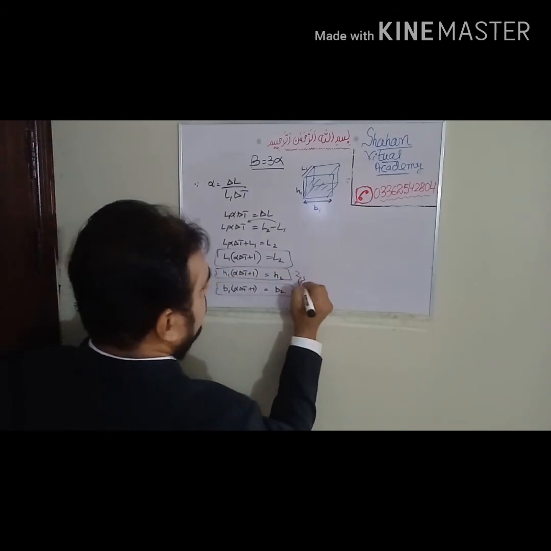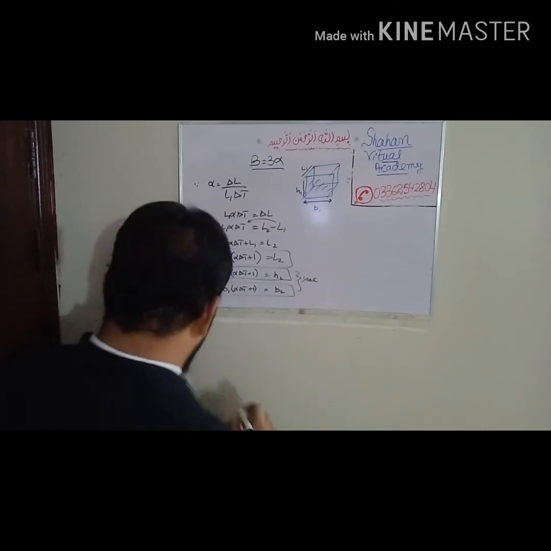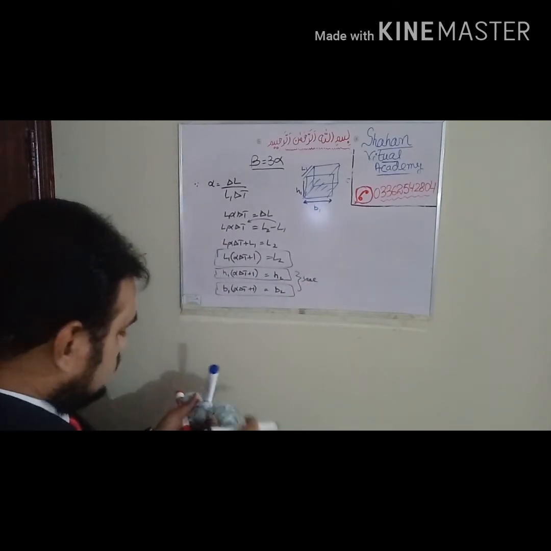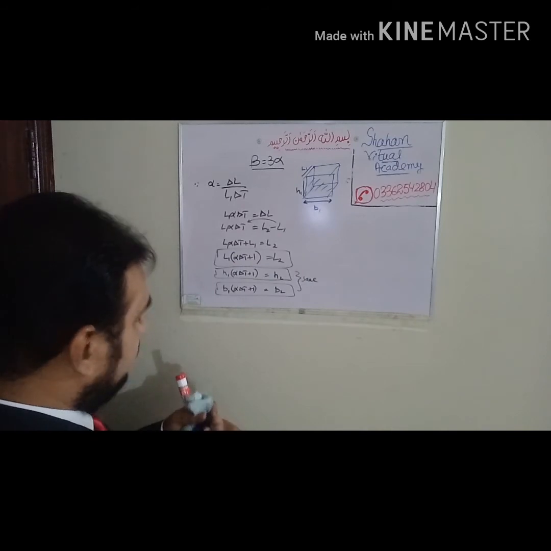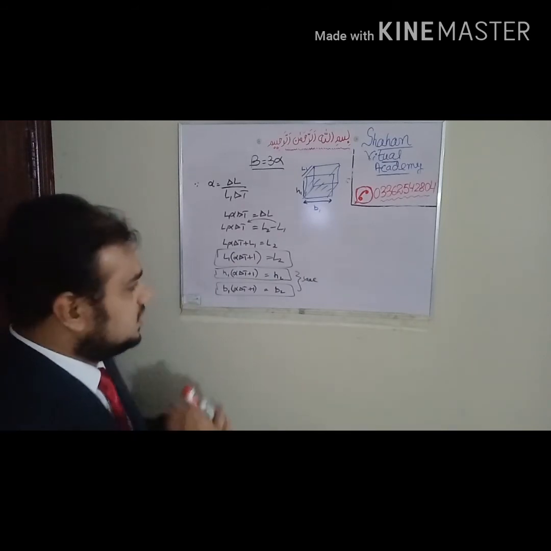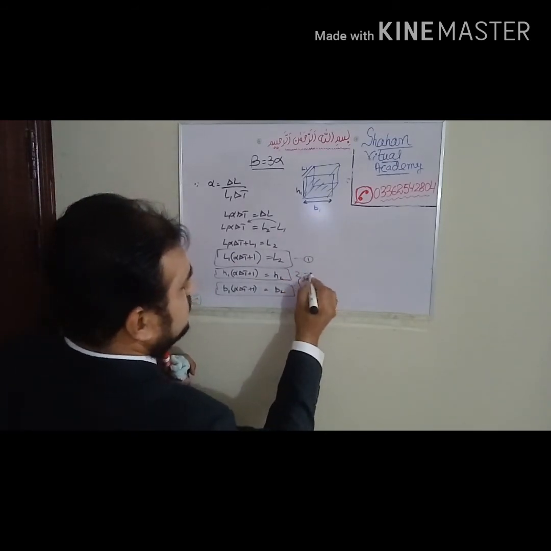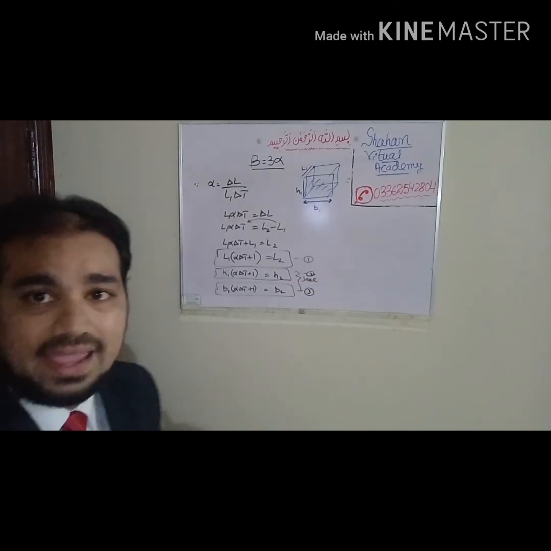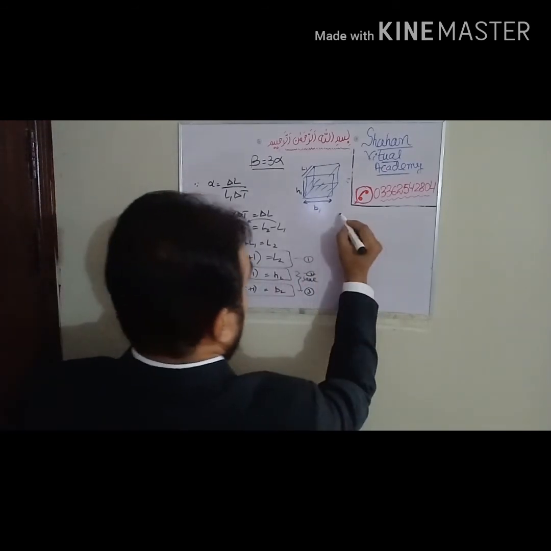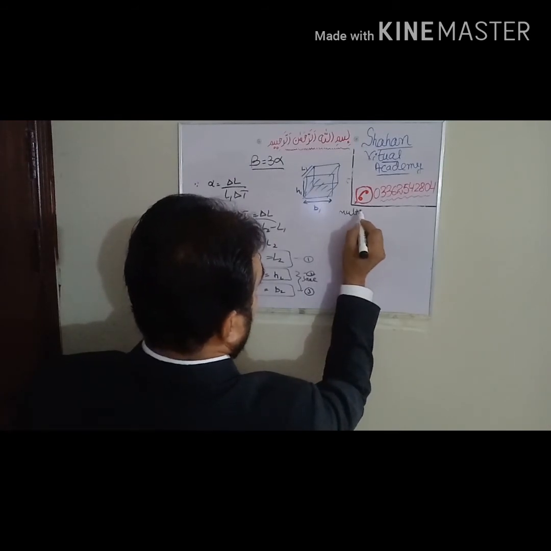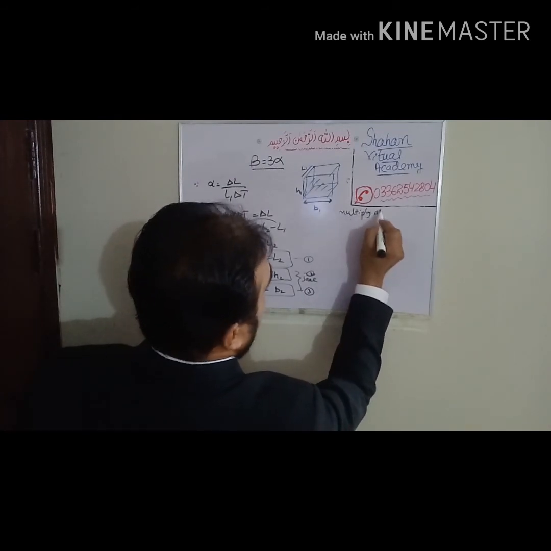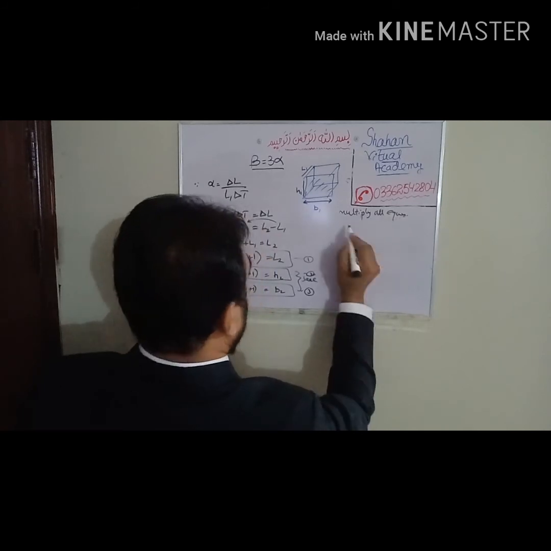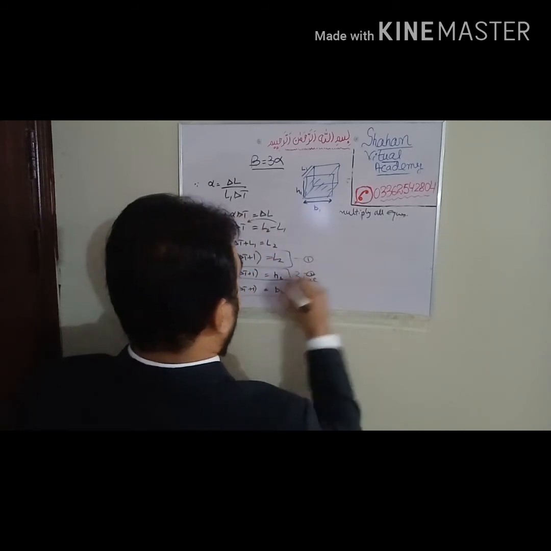The both values will remain the same. Now we will move on. This is equation 1, let's suppose this is equation 2 and this is equation 3. We just multiply all the equations to each other. Multiply all equations.